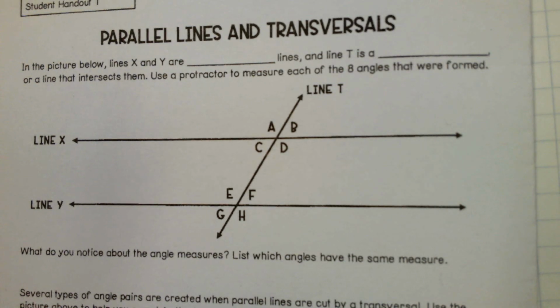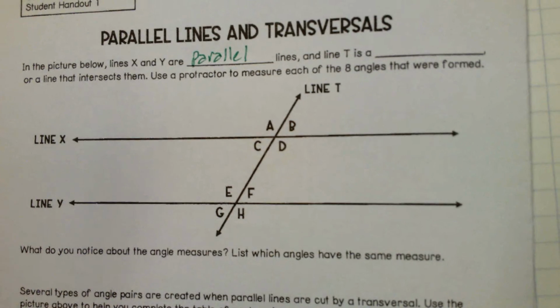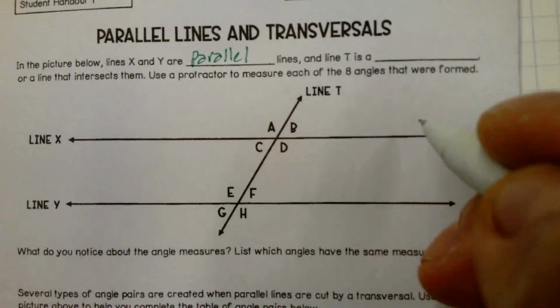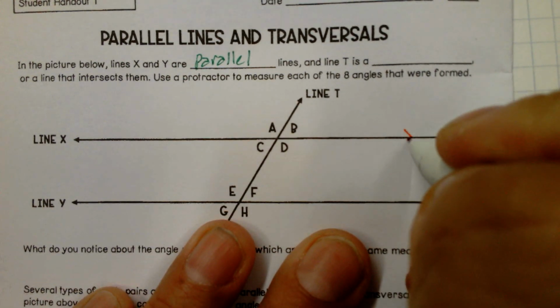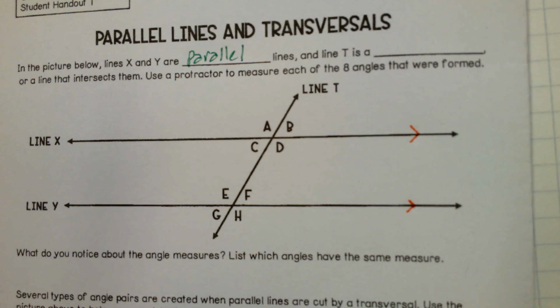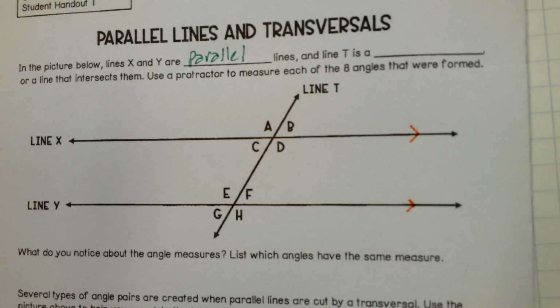Okay, so parallel lines and transversals. In the picture below, we have two lines, X and Y, and those two particular lines are parallel. So write the word parallel there, please. They look parallel, but they really should have one thing that they didn't include. A lot of times on these diagrams in math, they put some interior little arrows like this, letting you know these two lines are parallel. They'll never intersect.